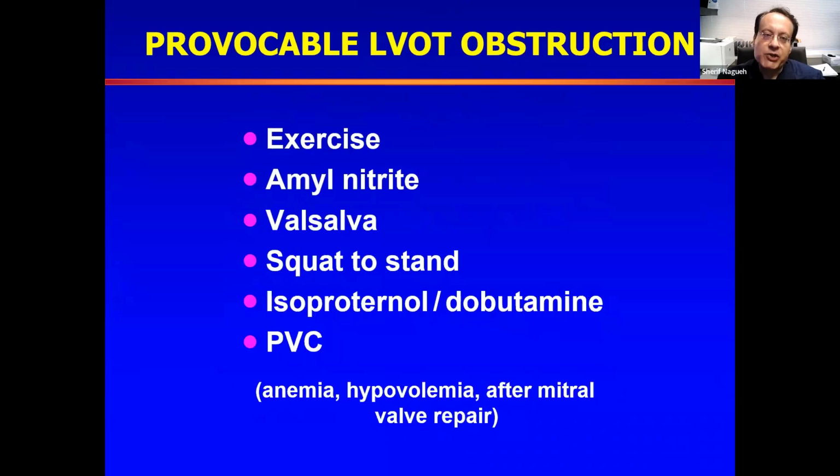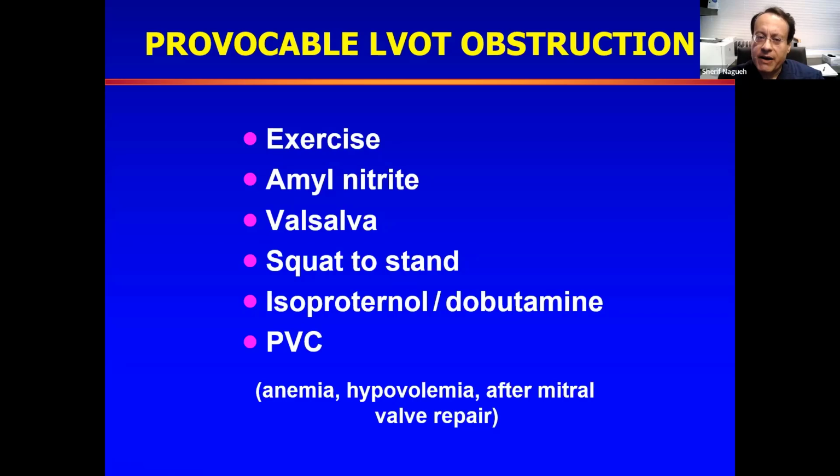So if we have a patient who's symptomatic at rest, but you don't have a significant degree of obstruction, it is standard of care to proceed to look for provocable gradients. There are several tools for the echo lab. The ones that we use are exercise. Very few labs use amyl nitrite, Valsalva. Squat to stand, particularly several times in the echo lab.